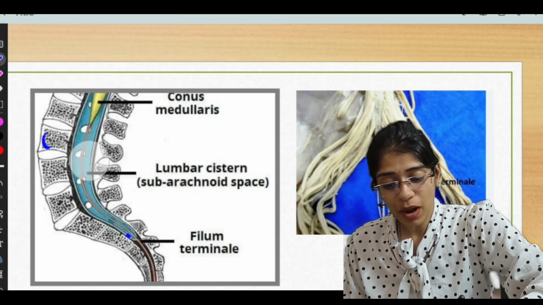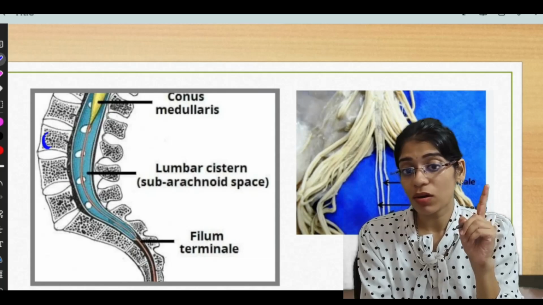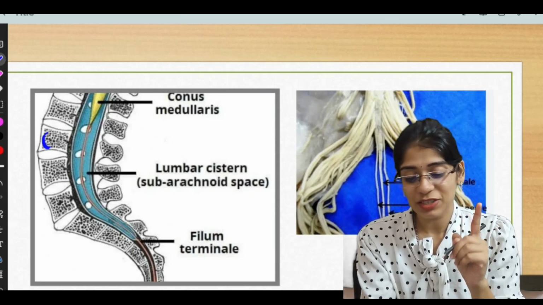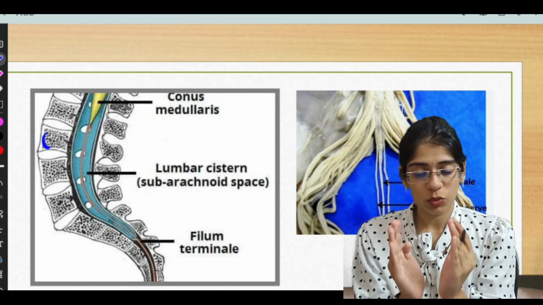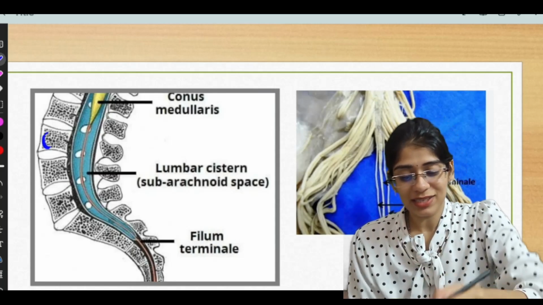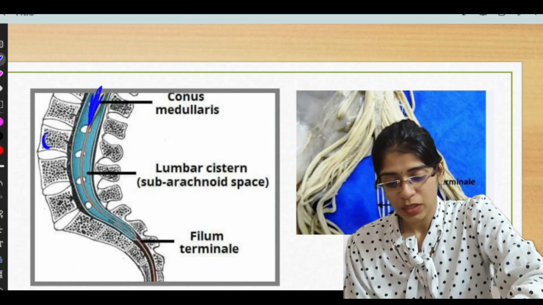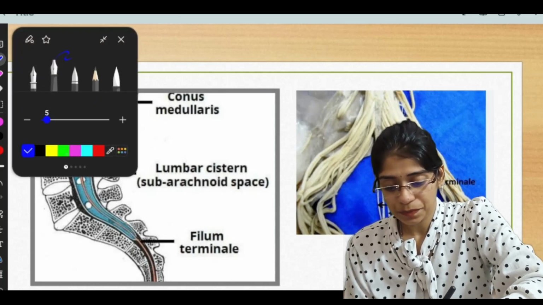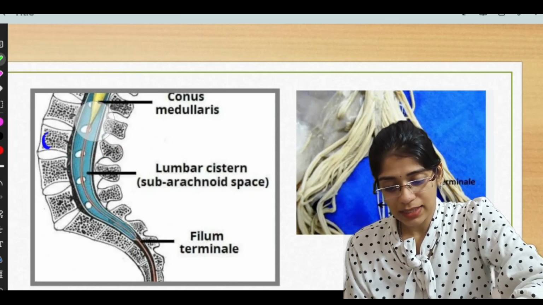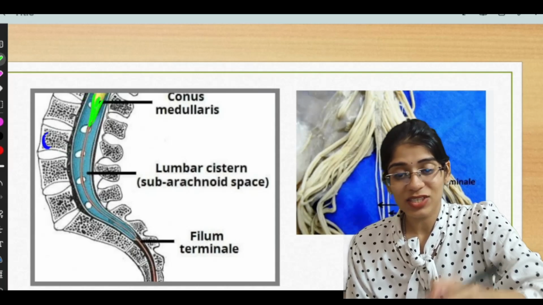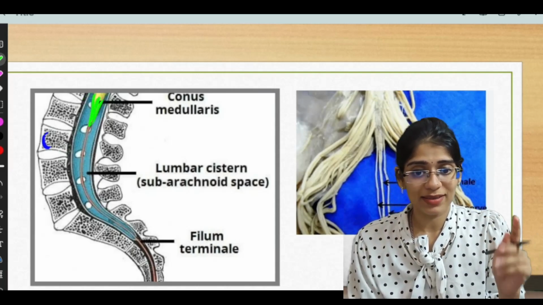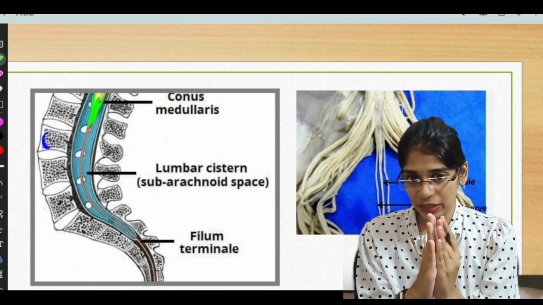The end part of the spinal cord is called as what? We learned it in the previous session. The end part of the spinal cord, which is bulb-like, that is called as, see this part, yes, that is called as conus medullaris. It is the end part of the spinal cord.